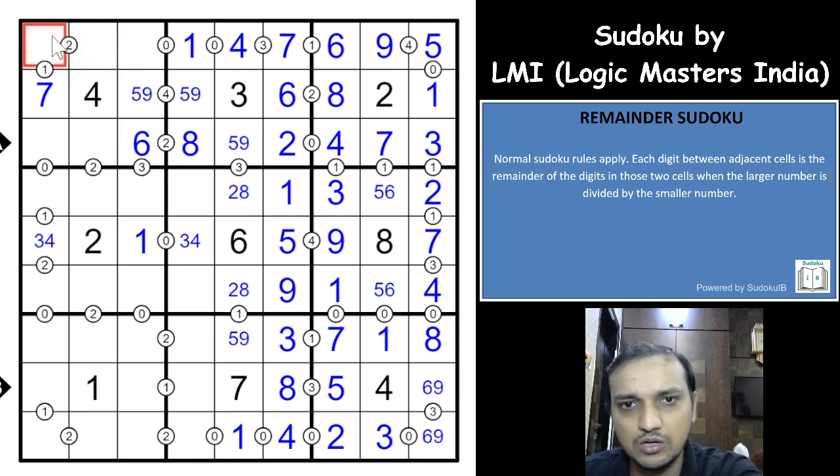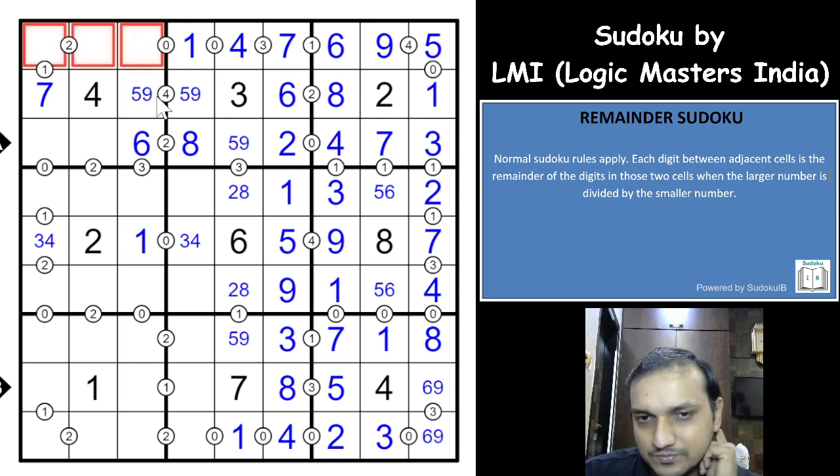I cannot undo here because it's a contest URL, so I cannot undo this. So 2, 3 and 8.